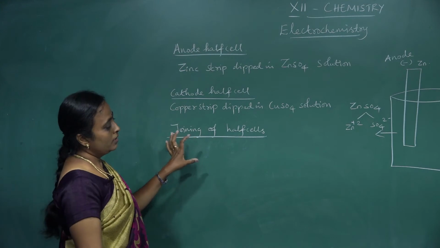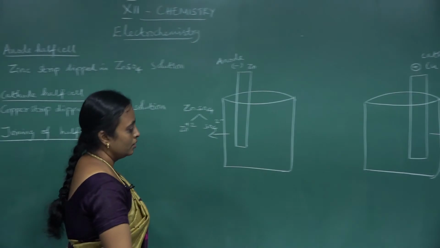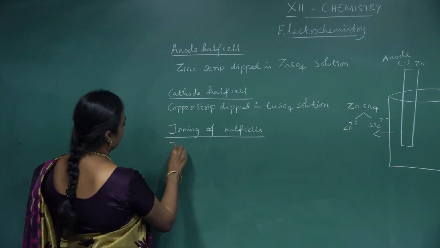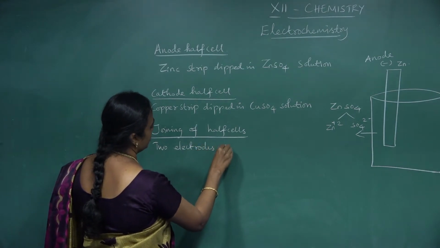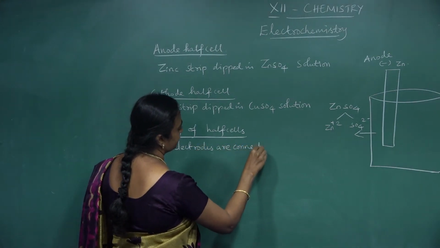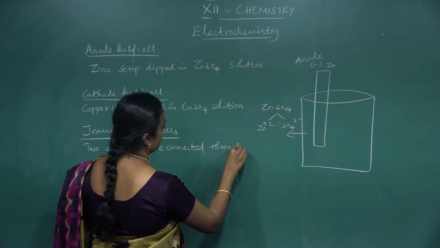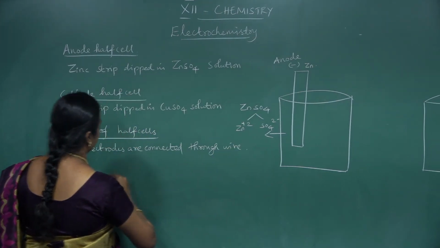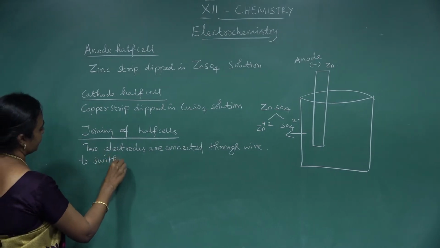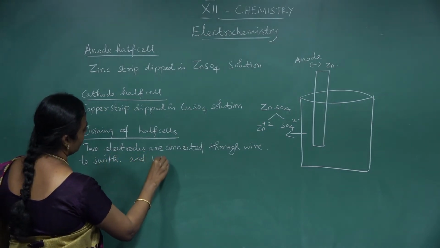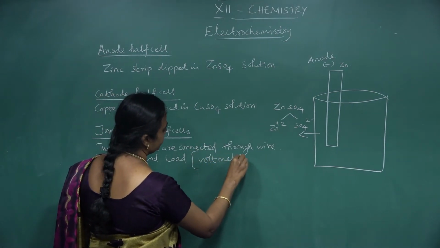Okay, here first I am going to connect the two electrodes. Just the two electrodes are connected through a wire by a switch under the load. Here we are taking a load as a voltmeter.